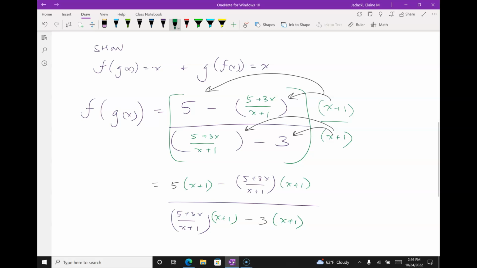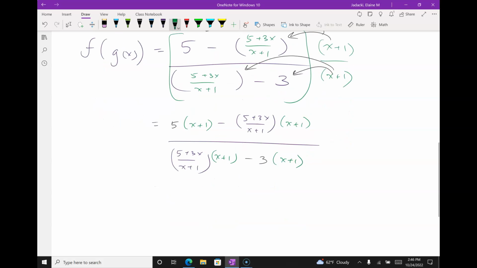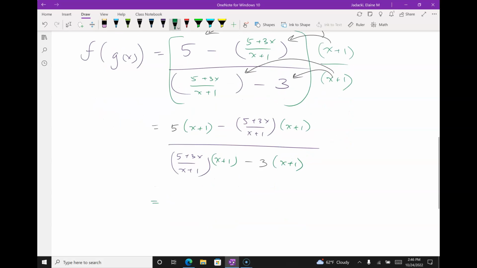What cancels on purpose? The x plus 1's here cancel. The x plus 1's here cancel. I'm trying to take my time when I do this. I'm not in a rush. Sorry to ask, why did it cancel when they're both positive? One's in the numerator, one's in the denominator, right? So look what I got.